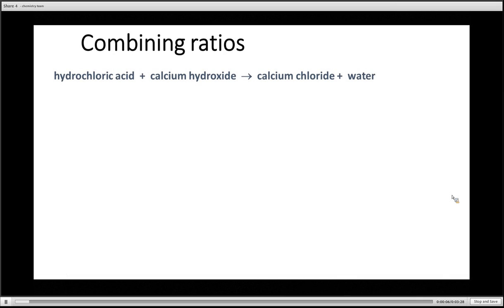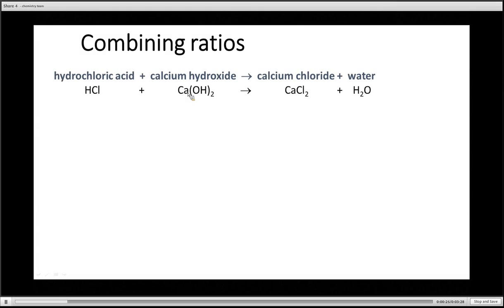So let's consider the reaction of hydrochloric acid with calcium hydroxide, where calcium chloride and water are the products. How many hydrochloric acid will react with calcium hydroxide to form calcium chloride and water? So we can write the formulae for each of those reacting species.